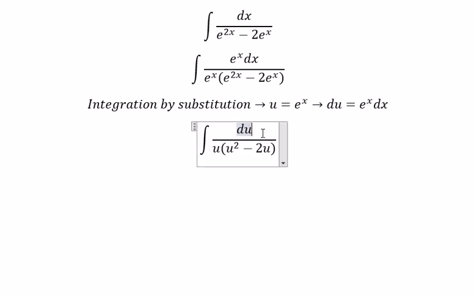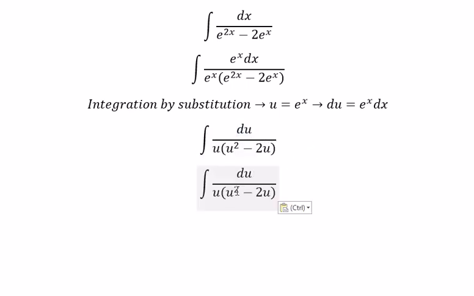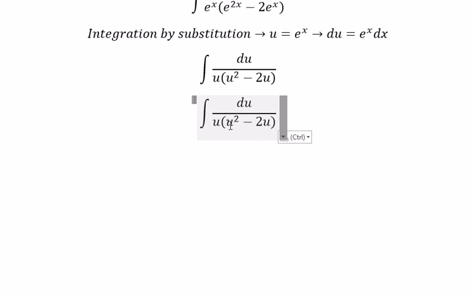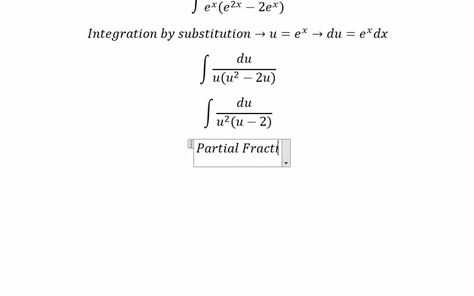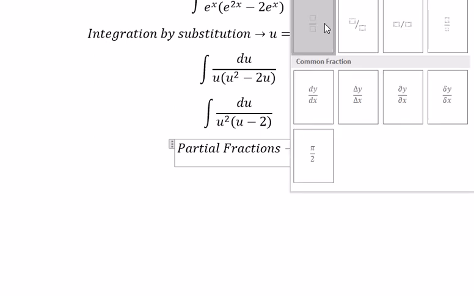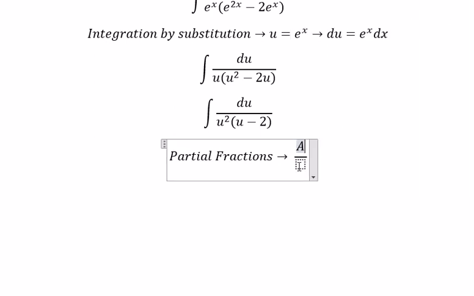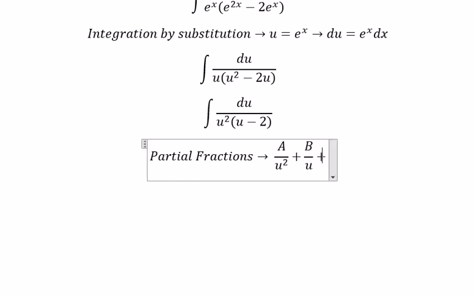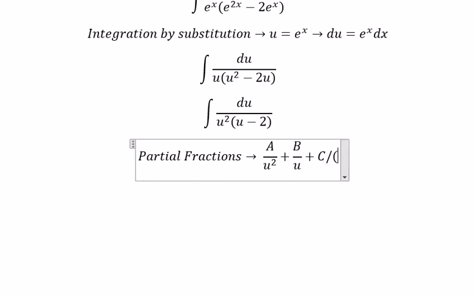Next, we do the factorization in here. So we put u in here, and you got u square. Next, we can apply partial fractions. So we got a over u square, b over u, and c over u minus 2.